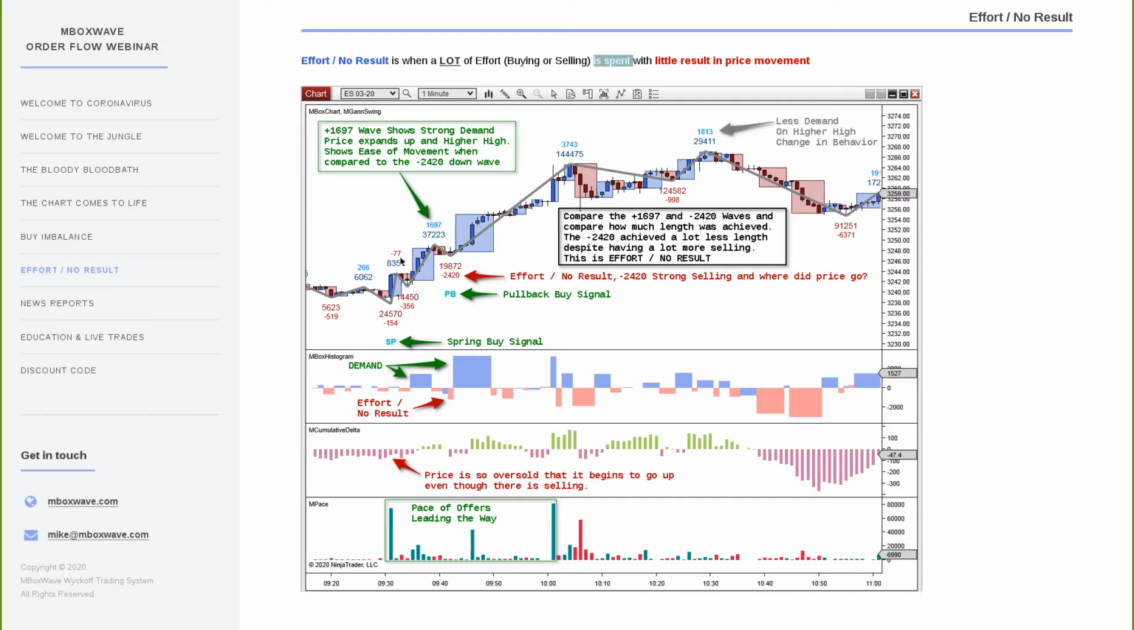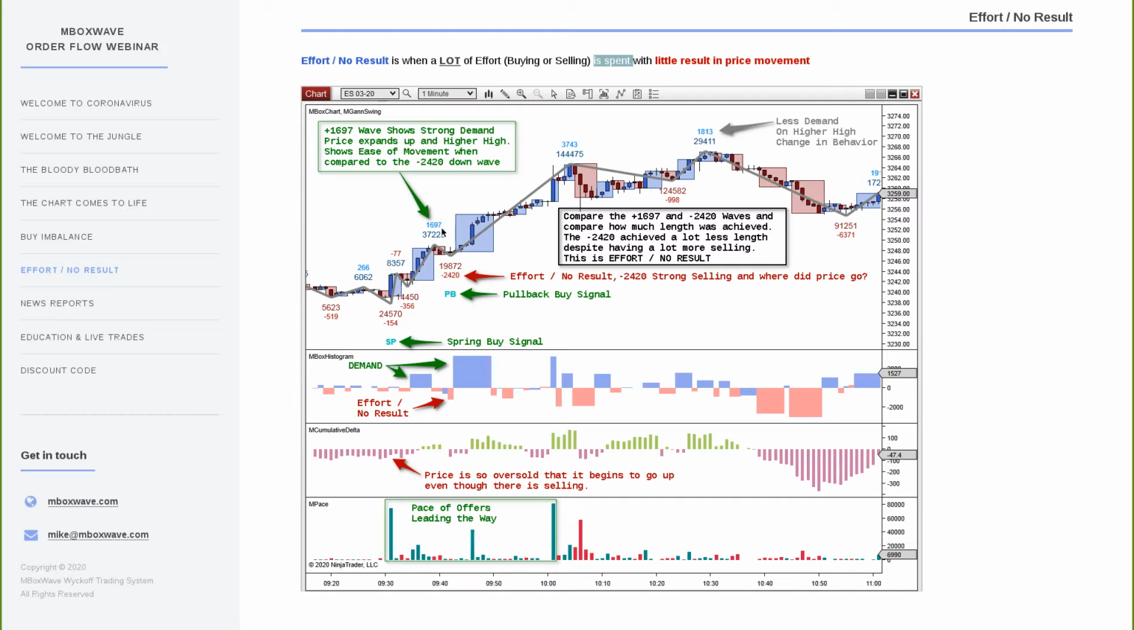All right. We also see this minus 77, which is a sell imbalance, but you have to look at this move is so strong up that despite the selling, price is going up, which tells me instead of something that would be a sell position, that this is an oversold area. If you look at the cumulative delta, we can see here that price is so oversold that it begins to go up even though there is selling. And we know this with this strong up bar here, and we've got the momentum of the offers.